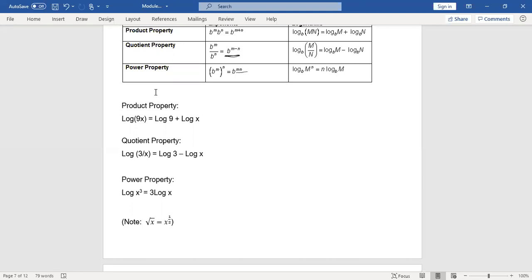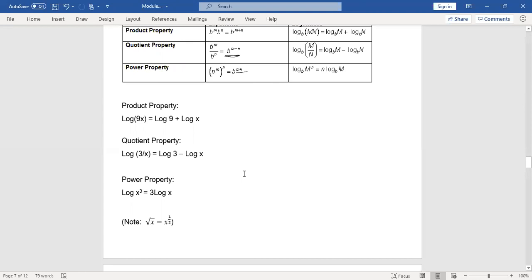For the quotient rule, again, whenever we're dividing like bases, we subtract exponents. So here we have log of 3 over x equals log of 3 minus log of x. And then the power rule, log of x cubed. Remember, the exponent in this case, which is 3, would go in front of the logarithm. So that's the same as 3 times the log of x. And again, using the similar power property of exponents, whenever we raise a power to a power, we multiply the exponents.